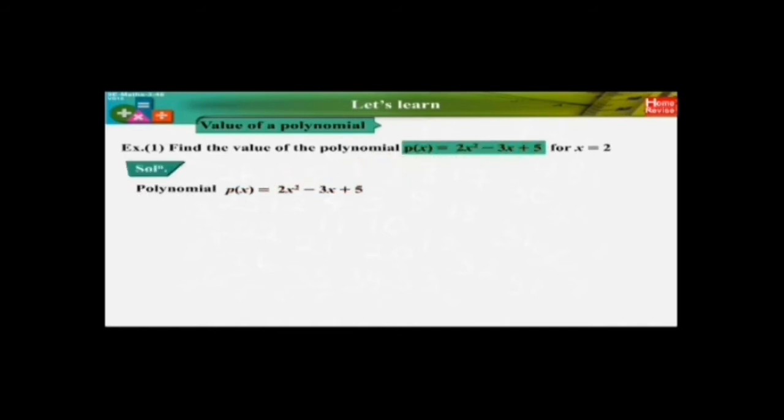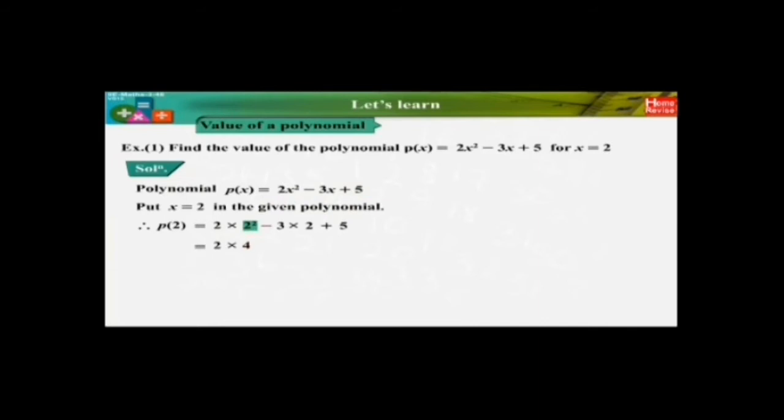Solution. Polynomial P of x is equal to 2x square minus 3x plus 5. We put x is equal to 2 in the given polynomial. So P of 2 is equal to 2 square minus 3 multiplied by 2 plus 5, which is equal to 2 multiplied by 4 minus 6 plus 5, which is equal to 8 minus 6 plus 5. Therefore, P of 2 is equal to 7.